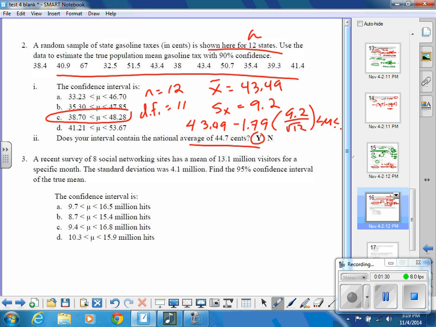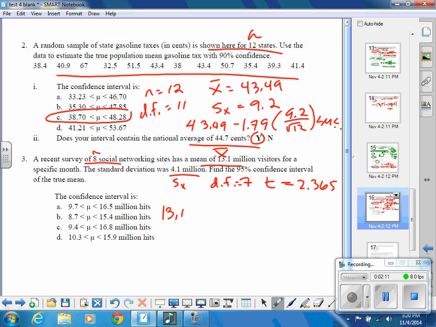It says here, a recent survey of 8 social networking, 8, we're using the T, and then this is my N, has a mean X bar, standard deviation, S of X, okay, and 95% confidence interval. Again, I need to look in the book and do degrees of freedom are 7, look at my 95% confidence interval, and I should end up with 2.16 for T, okay? Oh, I'm sorry, that's totally the wrong problem I'm looking at. Sorry, 2.365.